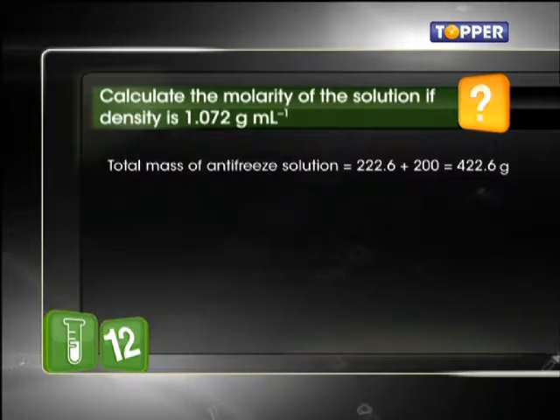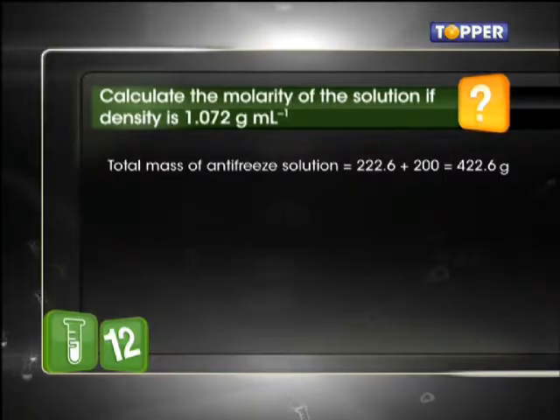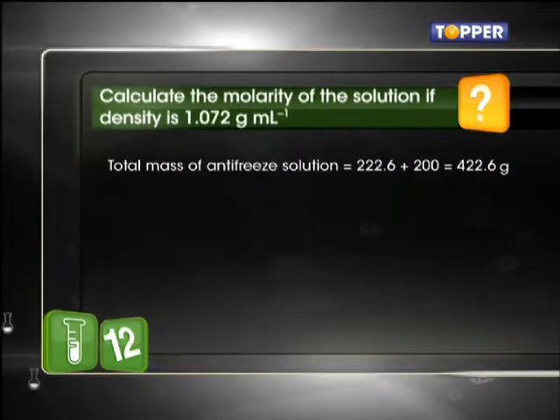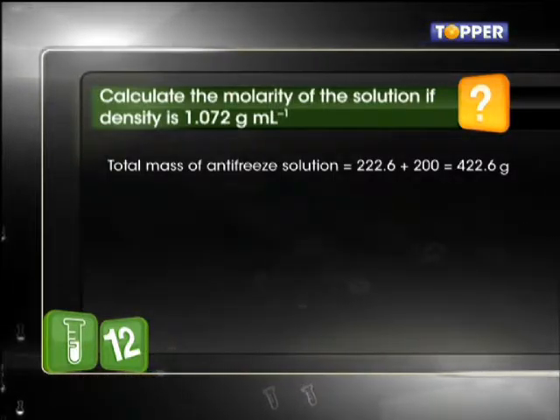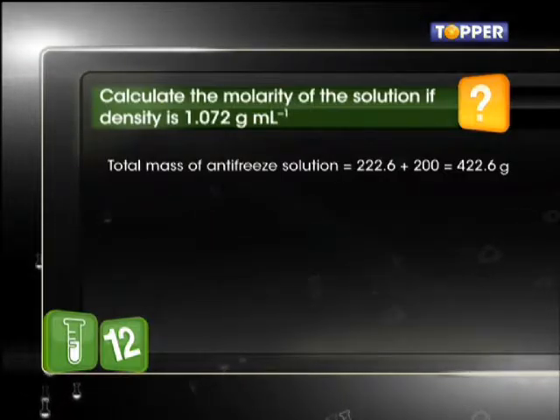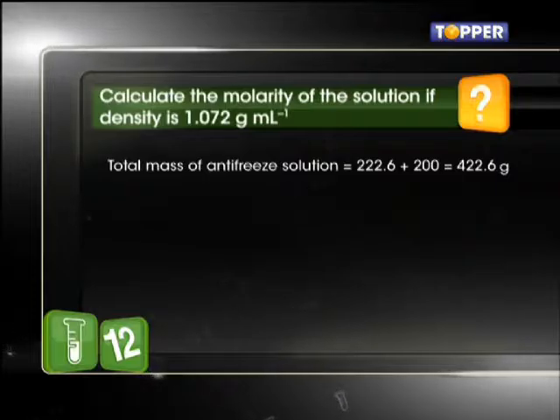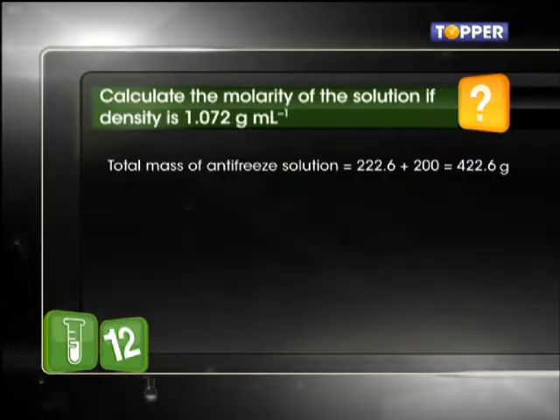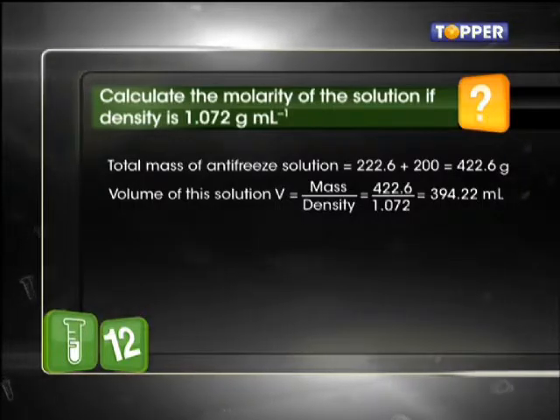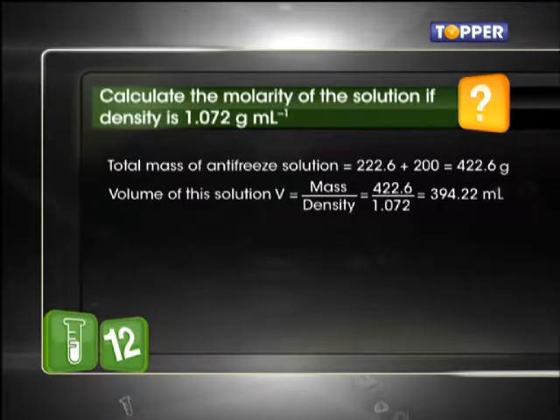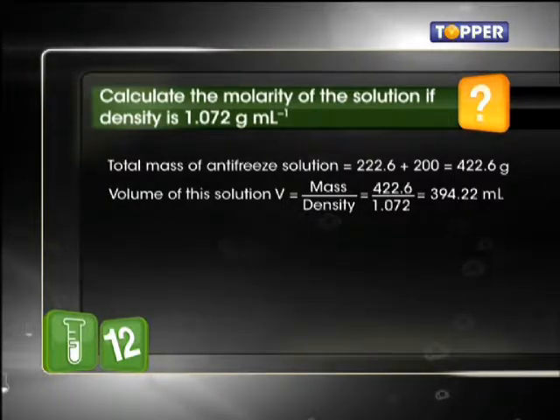For the second part, we need to calculate the molarity of the solution, whose density is 1.072 grams per milliliter. The total mass of the antifreeze solution is equal to 222.6 plus 200, which is equal to 422.6. Now, the volume of this solution is equal to mass divided by density, that is equal to 394.22 milliliter.